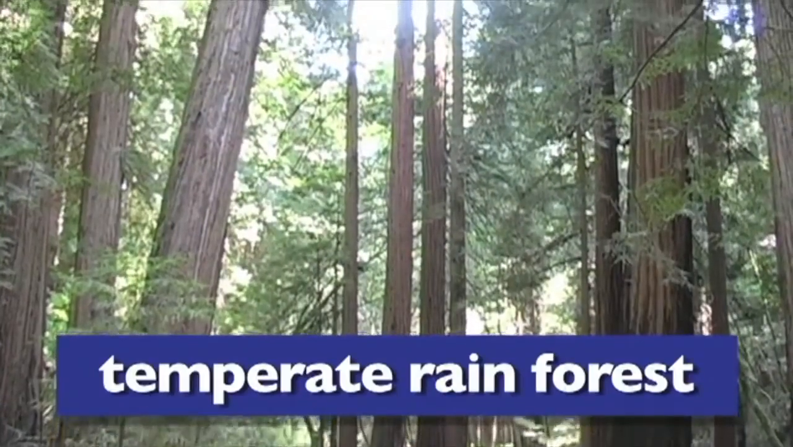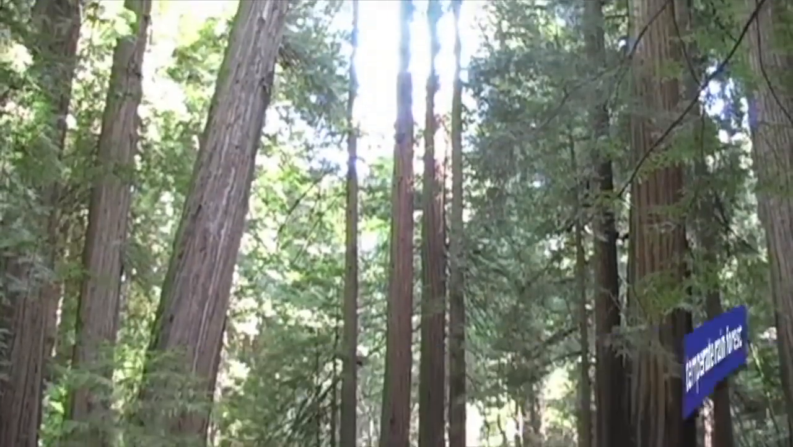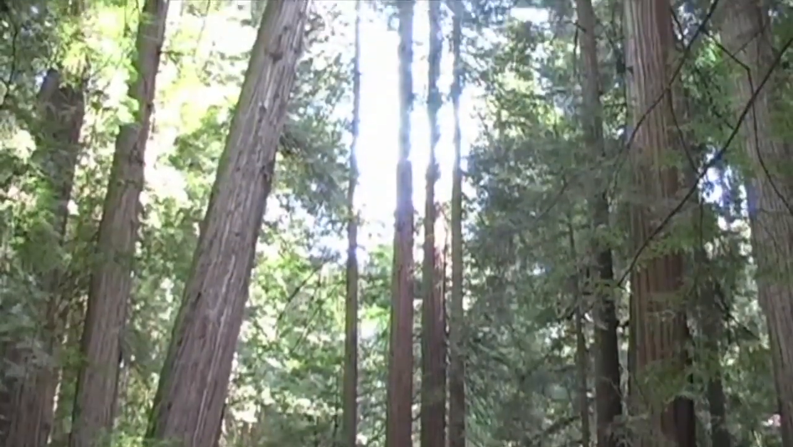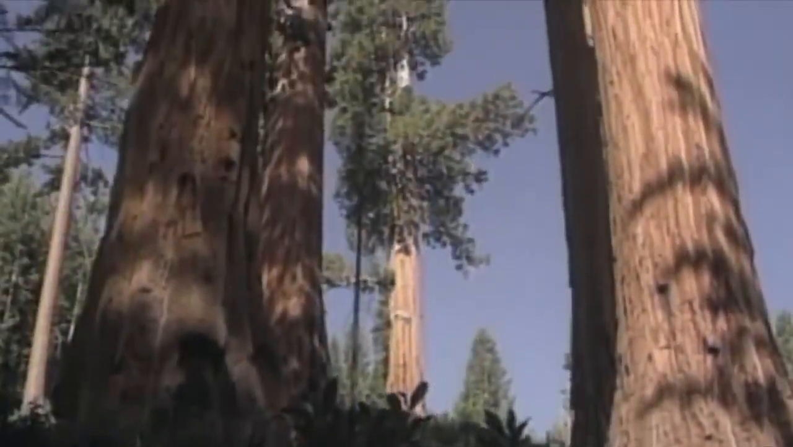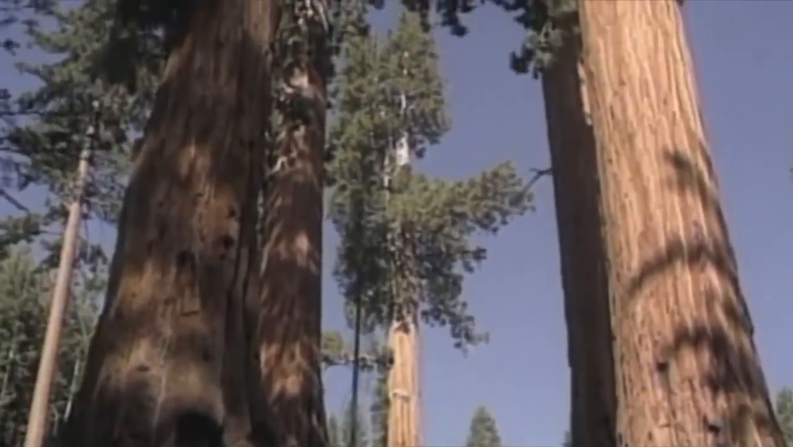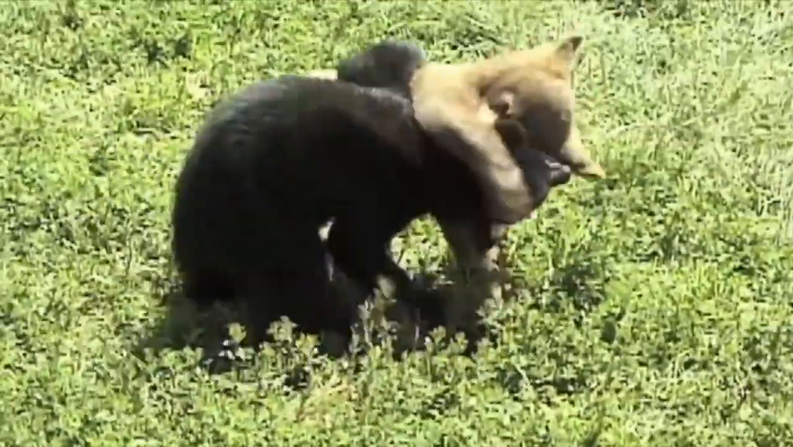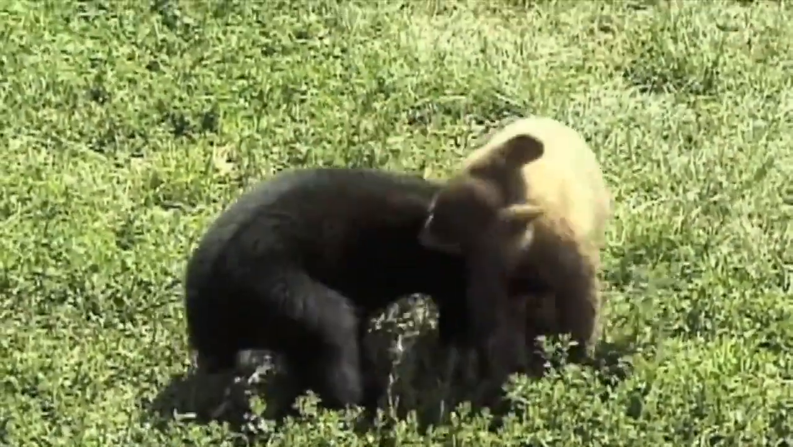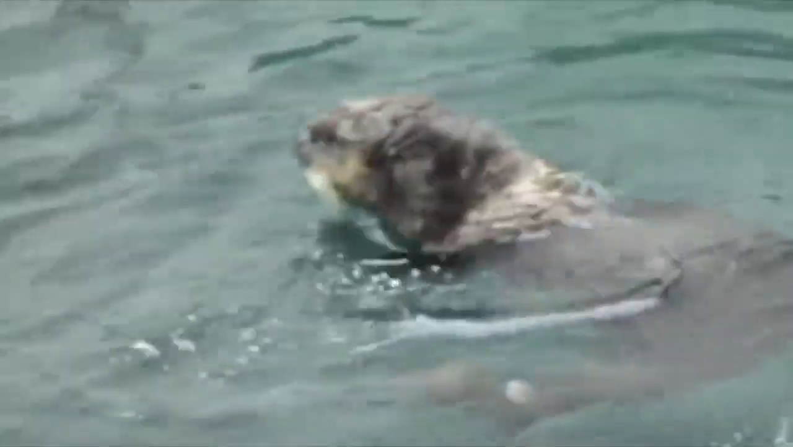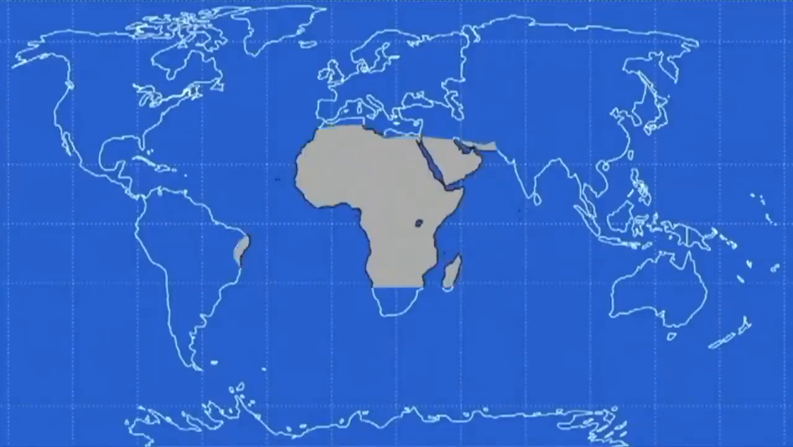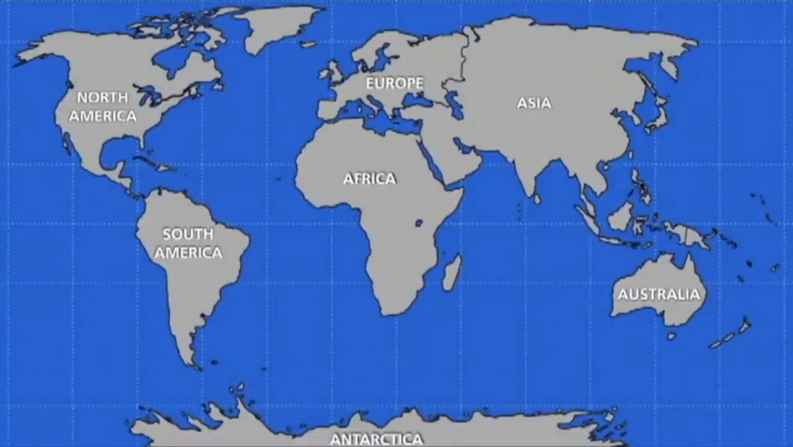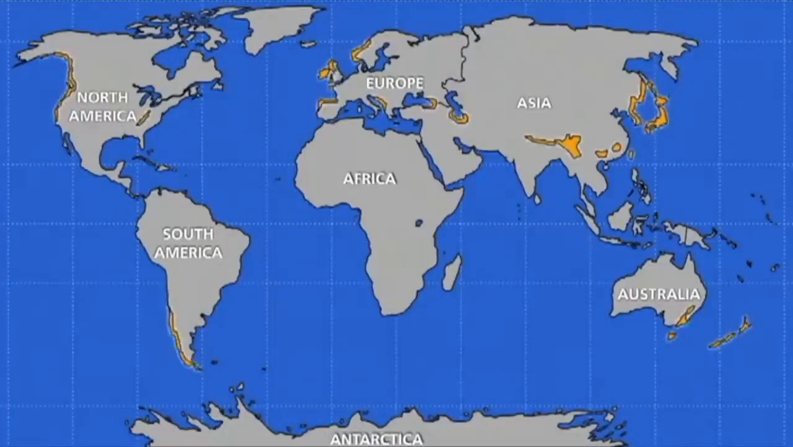There are also temperate rainforests. Temperate rainforests are made up of evergreen coniferous trees. There are also broadleaf deciduous trees. Animals that live in the temperate rainforests include black bears, river otters, and more. Temperate rainforests are found in North America, South America, parts of Europe, Asia, and Australia.